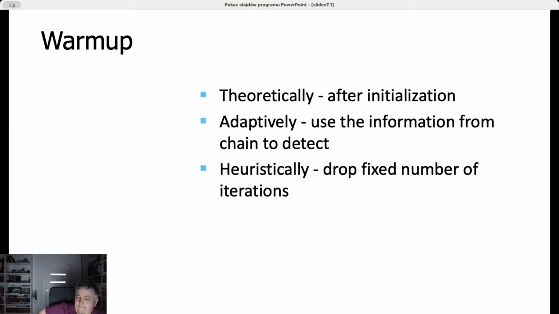So theoretically, of course, after we reach the phase of exploring the typical set, we should drop earlier samples and keep only samples from there. Unfortunately, we do not know where the typical set is, so this doesn't happen. There are adaptive ideas where you analyze what's going on with samples and detect that, okay, we look like we are in the typical set. But usually we rely on heuristics.